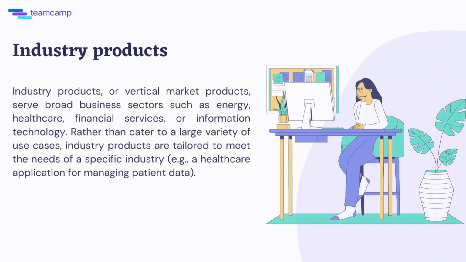Industry products. Industry products, or vertical market products, serve broad business sectors such as energy, healthcare, financial services, or information technology. Rather than cater to a large variety of use cases, industry products are tailored to meet the needs of a specific industry, example, a healthcare application for managing patient data.